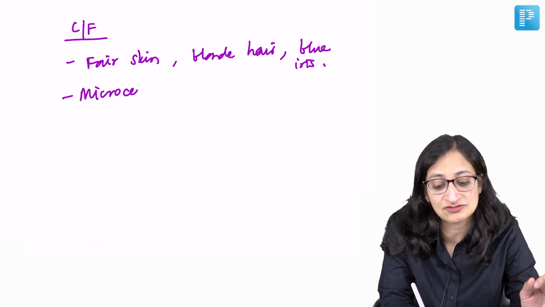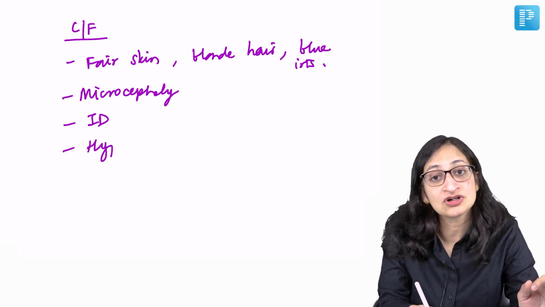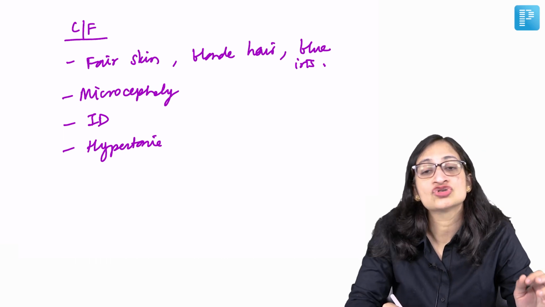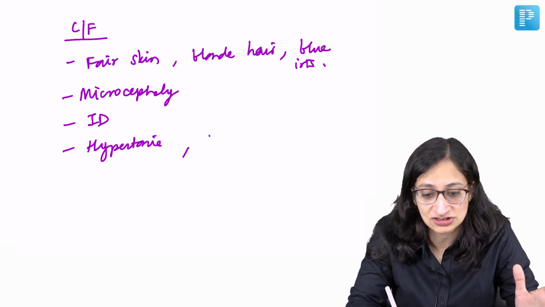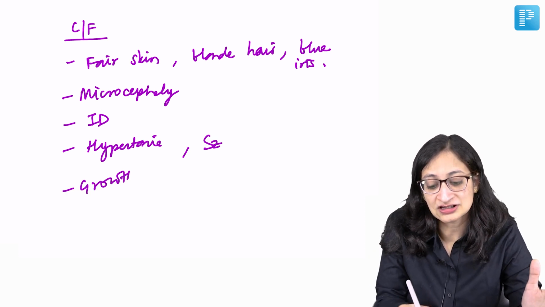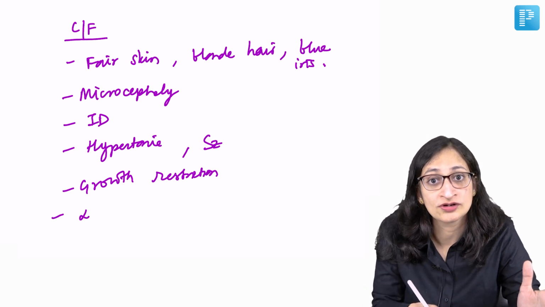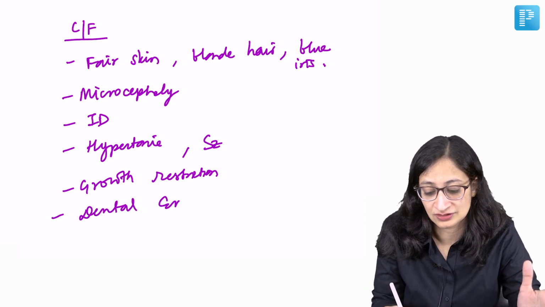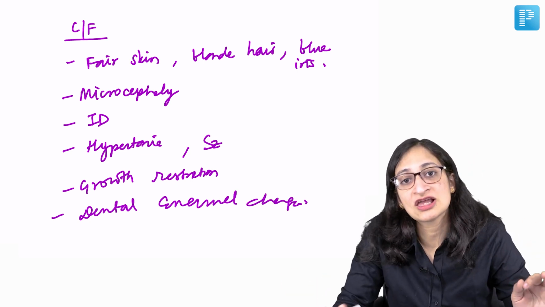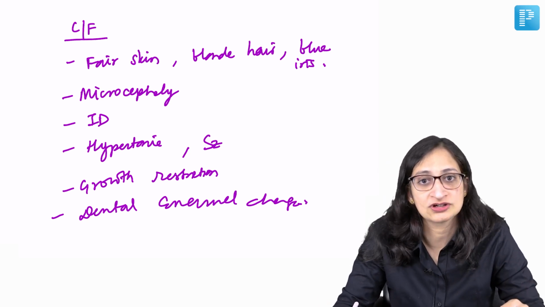So there can be CNS manifestations in the form of microcephaly, intellectual disability, hypertonia, okay, the body tone is increased, and there can be spasticity. So hypertonia and spasticity, and even seizures can be there, tremors can be there, growth restriction, dental enamel changes, and of course you can get a mousy or musty body odor that we already discussed, okay. Dental enamel changes. So over to Dr. Smily to discuss more about the biochemical basis and the pathophysiology of this very important disorder.